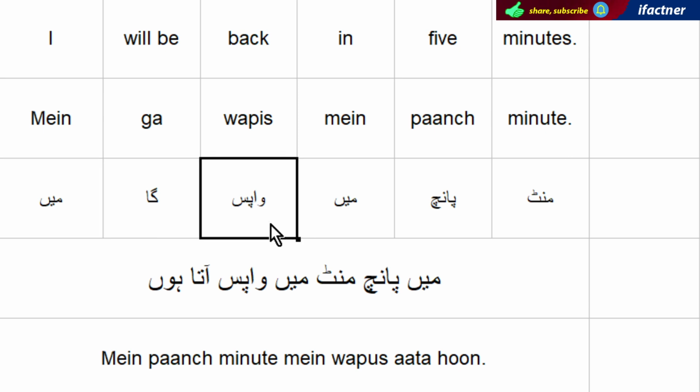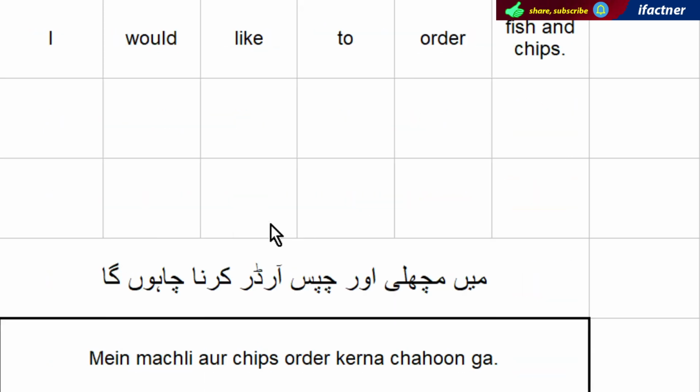Let's move forward. The next sentence is, now the waiter is back and now we are ordering our food. I would like to order fish and chips. In Urdu we can translate it as मैं मछली और चिप्स ऑर्डर करना चाहूँगा.